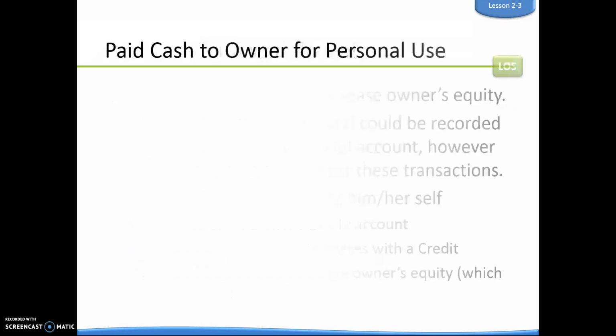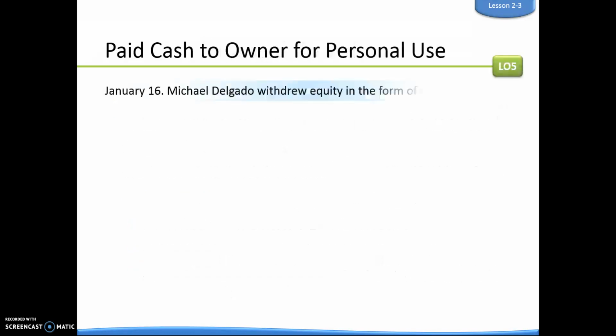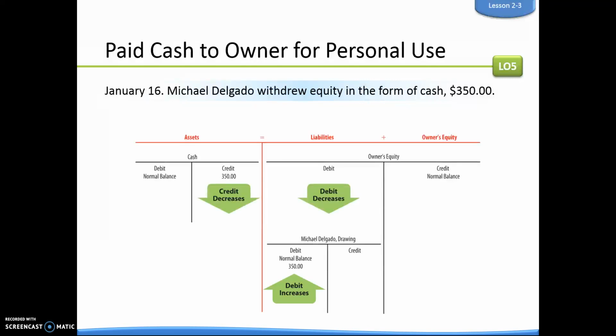So let's look at that type of transaction. It says that on January 16th, Michael Delgado withdrew equity in the form of cash for $350. So the key word here in that transaction is that we withdrew it. So again, we're going to ask ourselves our first question, which is which accounts are affected. Okay, we have our cash account clearly because cash is identified right here. Remember, accountants are not sneaky, we're pretty specific, so cash.